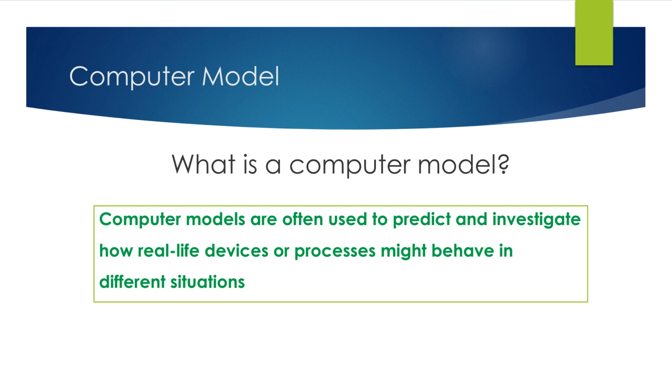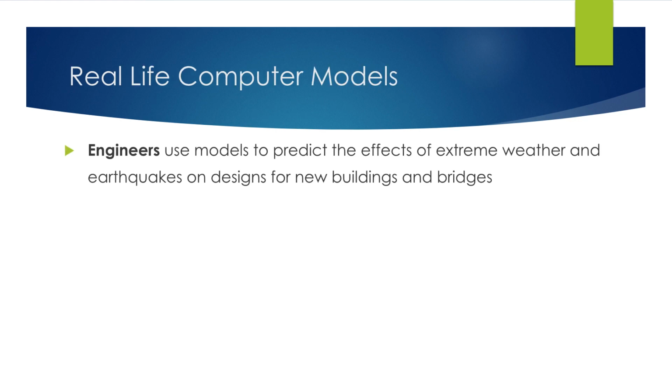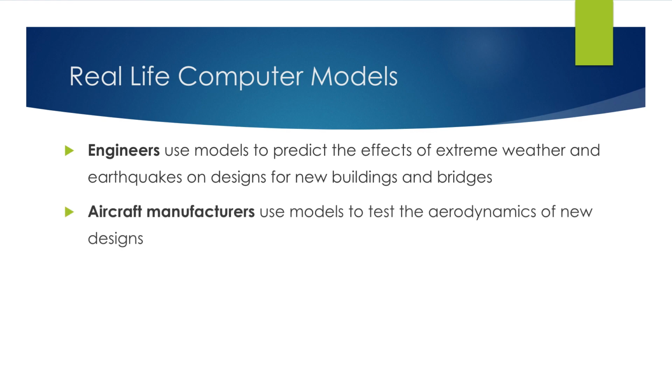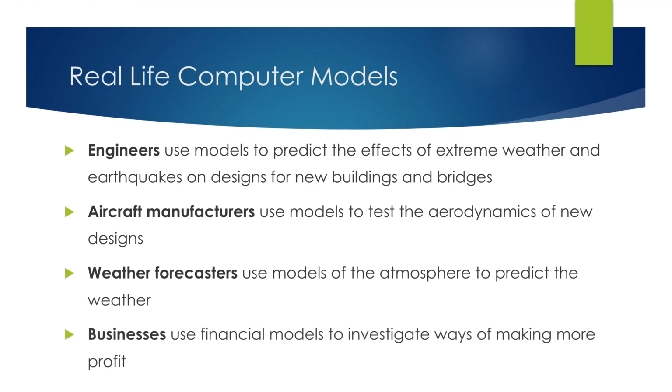What is a computer model? Computer models are often used to predict and investigate how real-life devices or processes might behave in different situations. For example, engineers use models to predict the effects of extreme weather and earthquakes on designs for new buildings and bridges. Aircraft manufacturers use models to test the aerodynamics of new designs. Weather forecasters use models of the atmosphere to predict the weather. And businesses use financial models to investigate ways of making more profit.